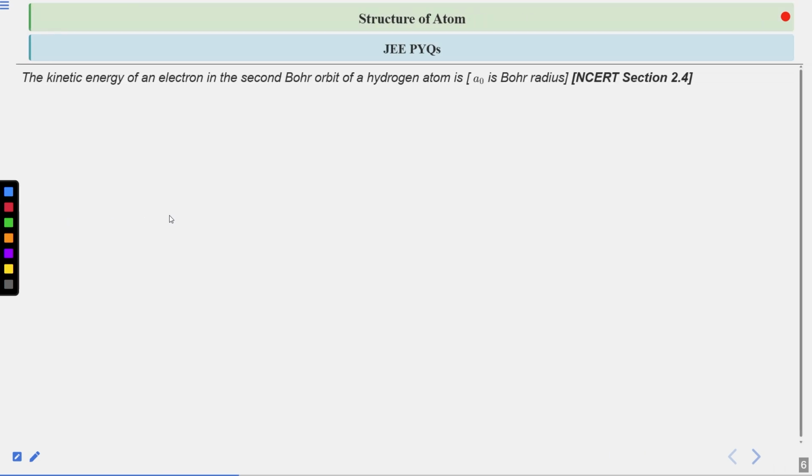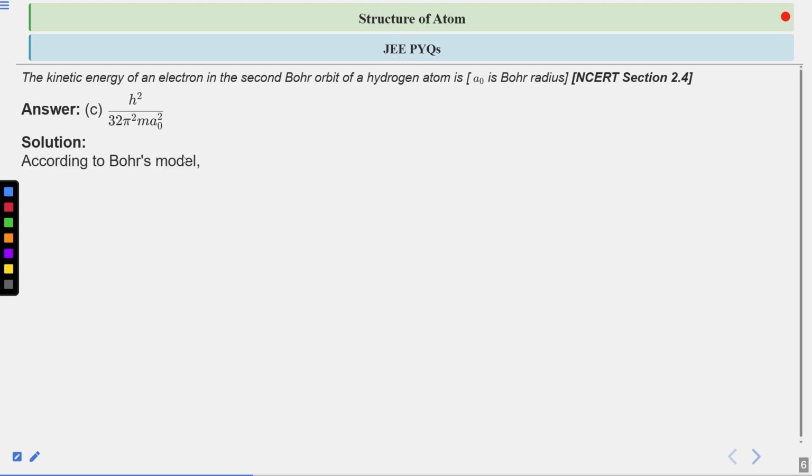The question is saying that the kinetic energy of an electron in the second orbit is, so you have to develop a relation between the kinetic energy and a naught basically. The correct answer is C, h square by 32 pi square m a naught square. So how will we do it?